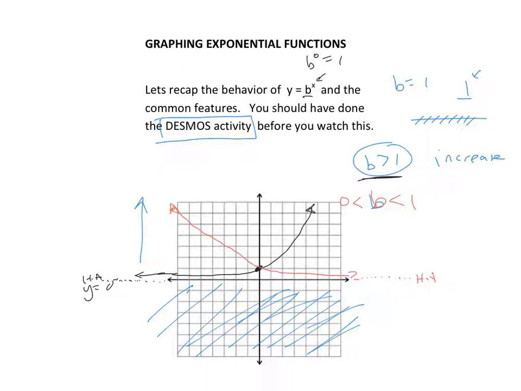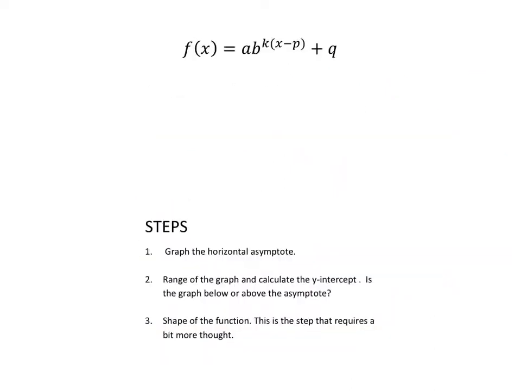So that's a recap of the b to the x base graph. And in Desmos, what you should have done is, based on the AKPQ that we added onto this function, see what happens. So let's recap the findings from the Desmos activity. We know that b will change the way the graph goes. If b is greater than 1, the graph goes up, increasing. If b is between 0 and 1, the graph is going to decrease from left to right.